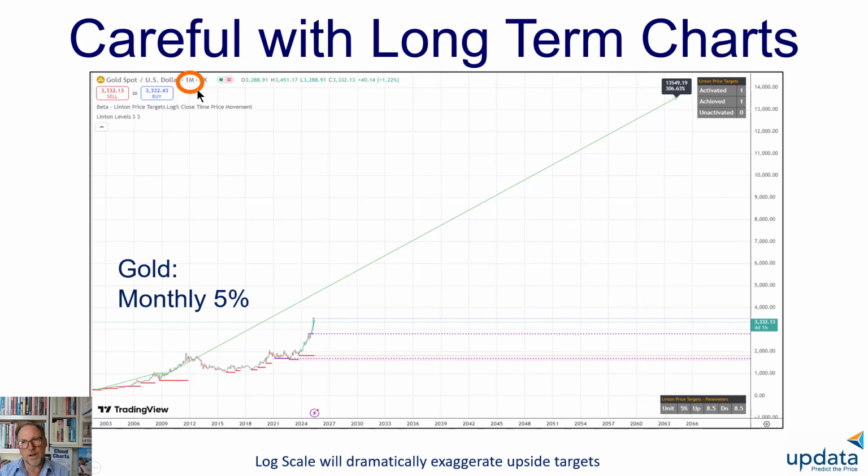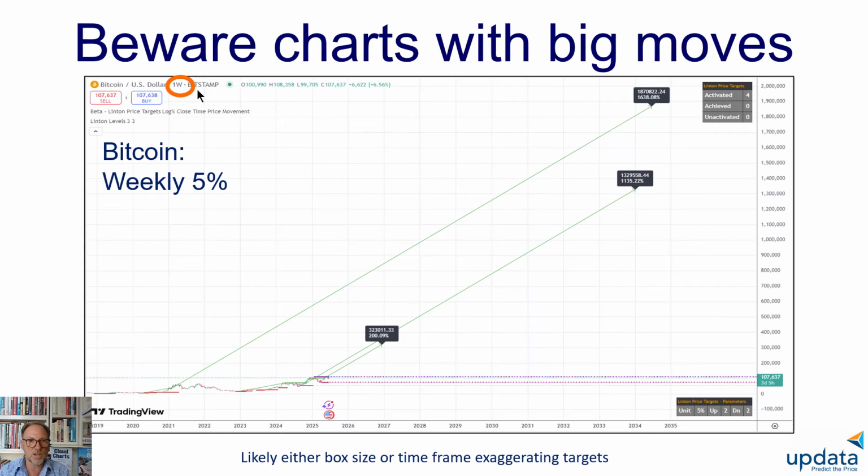So there's a lot that will happen before that could even happen. But don't get too excited by long-term charts. Here's one on Bitcoin, projecting very big upside targets, but realistically, you might consider that one, but these ones are just too far. 2034, not many people are thinking about where Bitcoin will be in 2034.